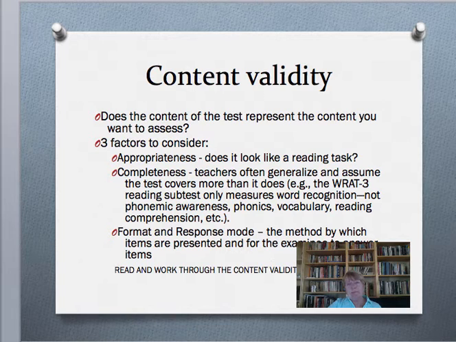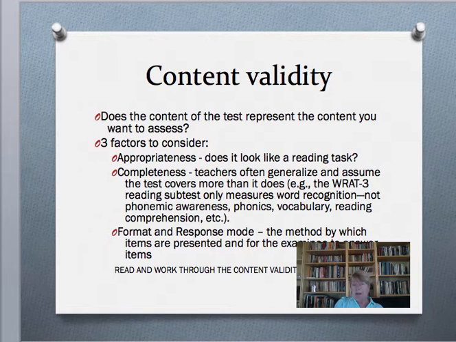Is it complete? I would say no. It's not a complete measure of written language. There's certainly a lot more that goes into written language than just what's presented in that test. And is the format and response mode appropriate in terms of the content? Well, that's an "it depends" kind of answer.